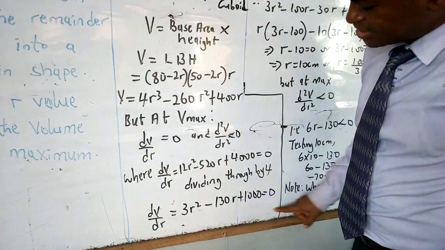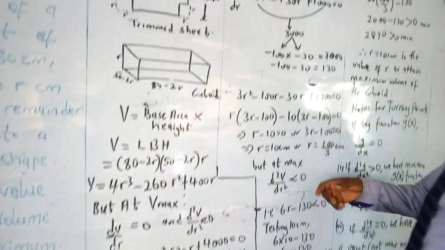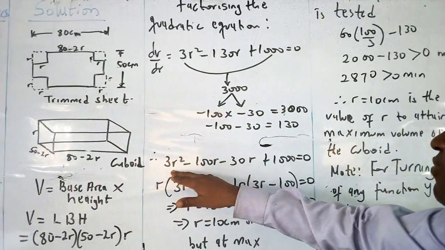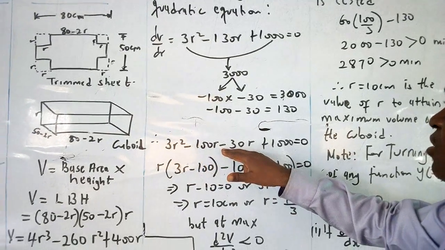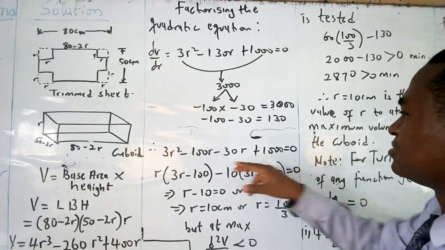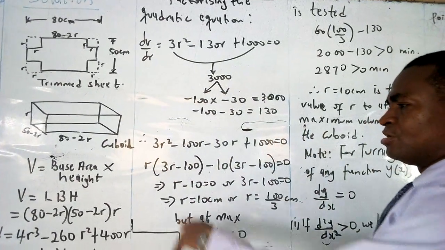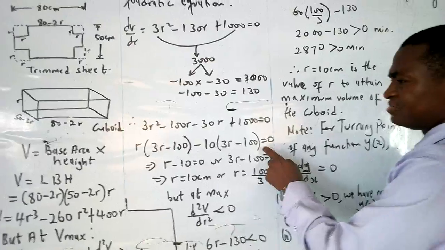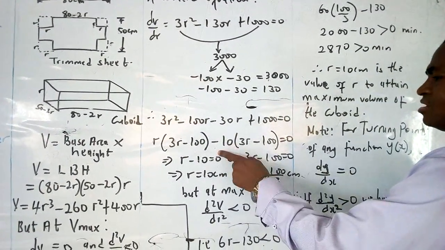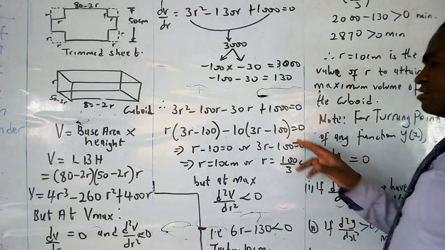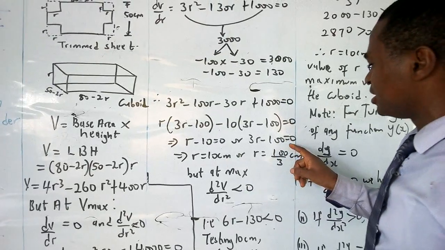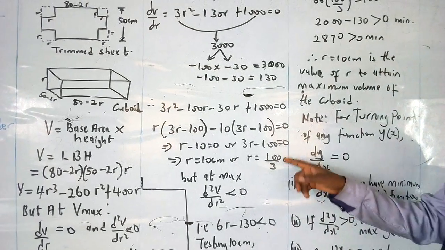Now, we can recognize this arrangement as a quadratic equation. Factorizing the quadratic equation, we have 3r squared minus r minus 30r plus 130 plus 1000. Factorizing r out, we have this arrangement. When we take away r from here and factorize minus 10r, we have this particular arrangement. Now, making r the subject of formula, our r is 10 or r is 100 divided by 3.